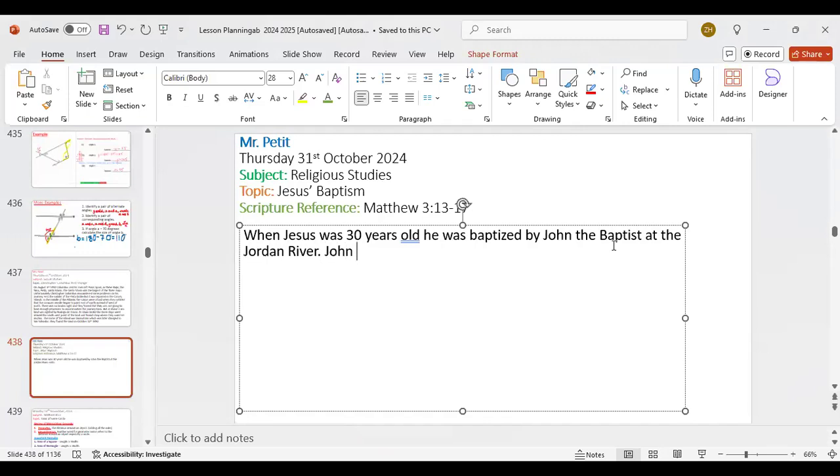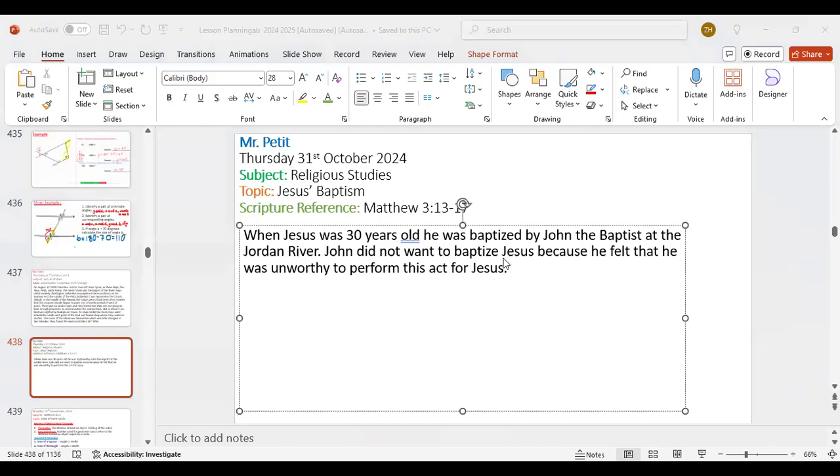Did John the Baptist want to baptize Jesus? No, sir. John did not want to baptize Jesus because he felt unworthy to perform this act for Jesus. He felt inferior. He thought it was Jesus who was supposed to be baptizing him, not him baptizing Jesus.